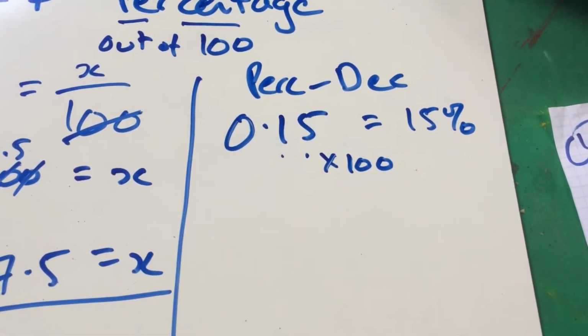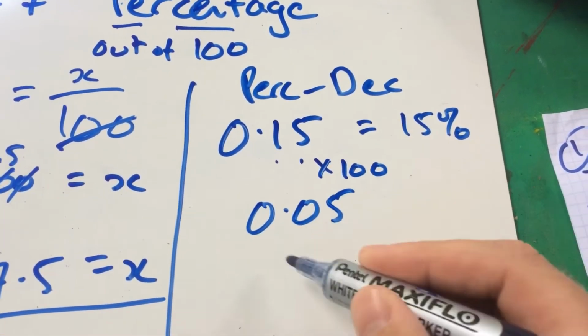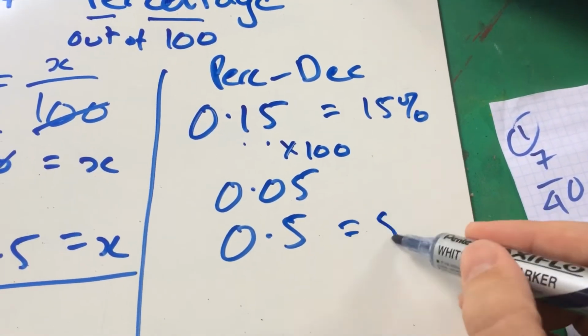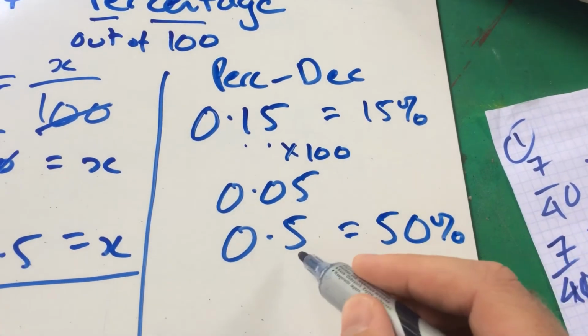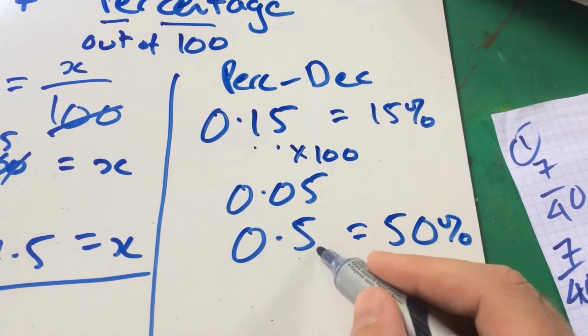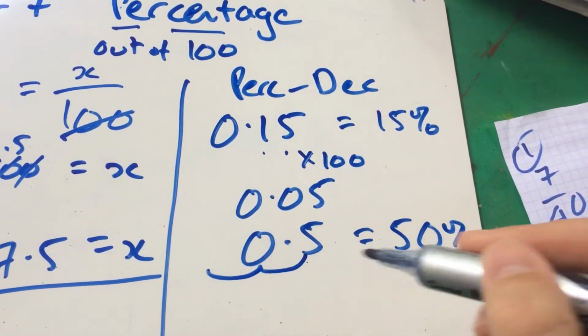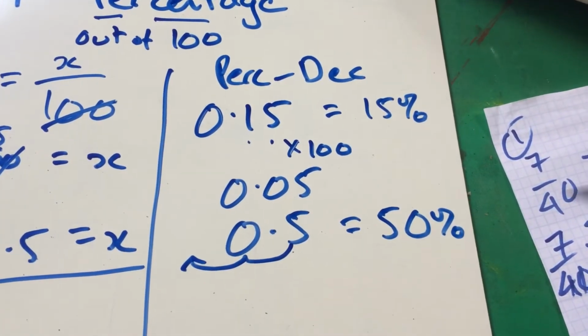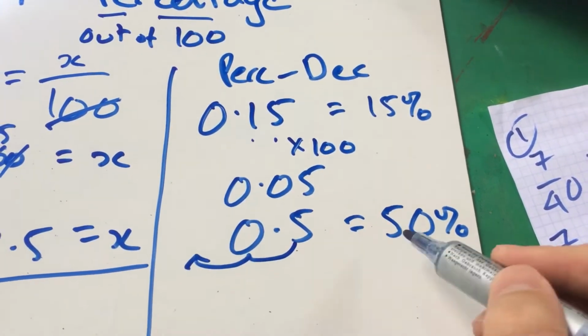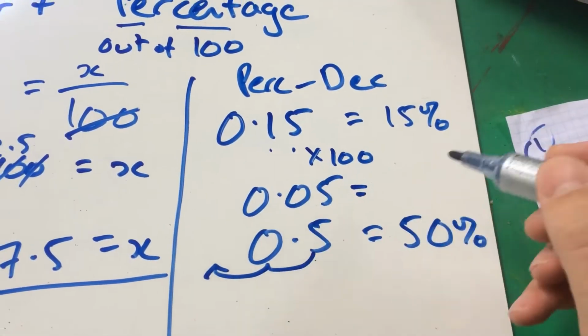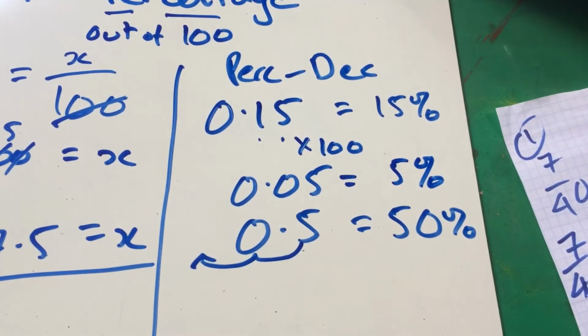Now, two that sometimes get confused, 0.05 and 0.5. 0.5 is a half, so that's 50%. If you multiplied that by 100, that number would move two decimal places, and then into the tens, so 50%. If I multiply this by 100, it's going to move once and then twice, becomes 5%.